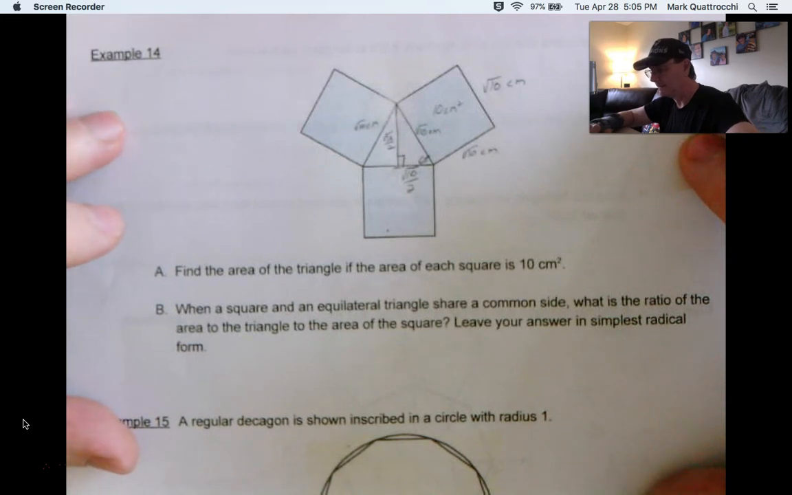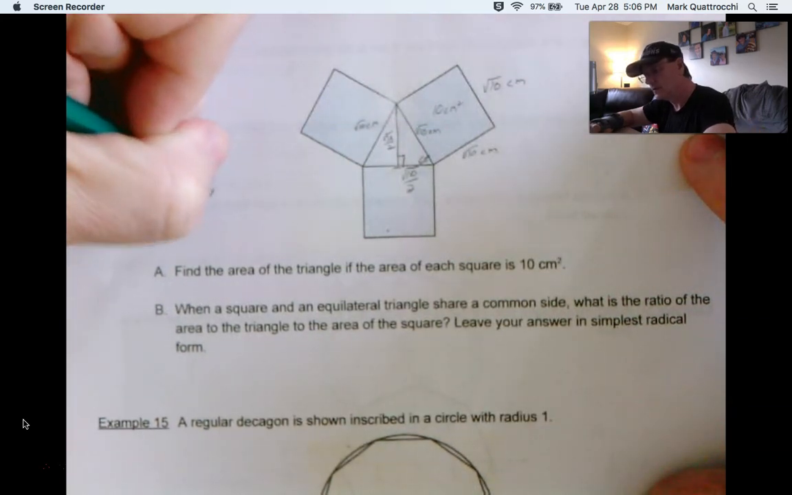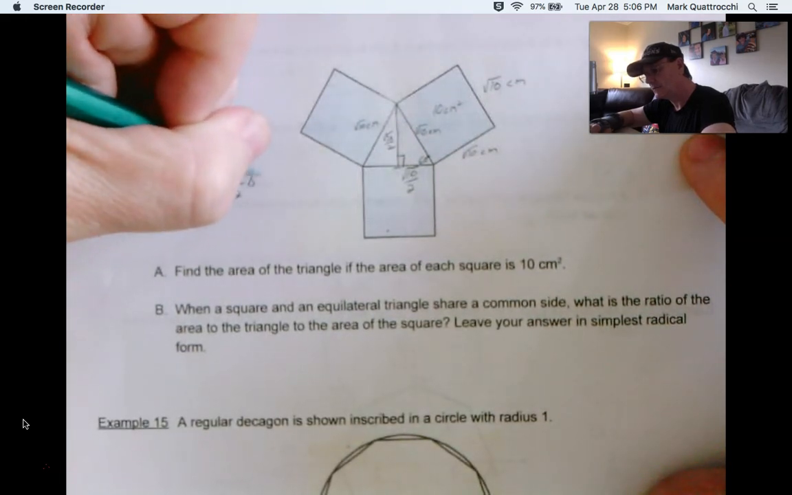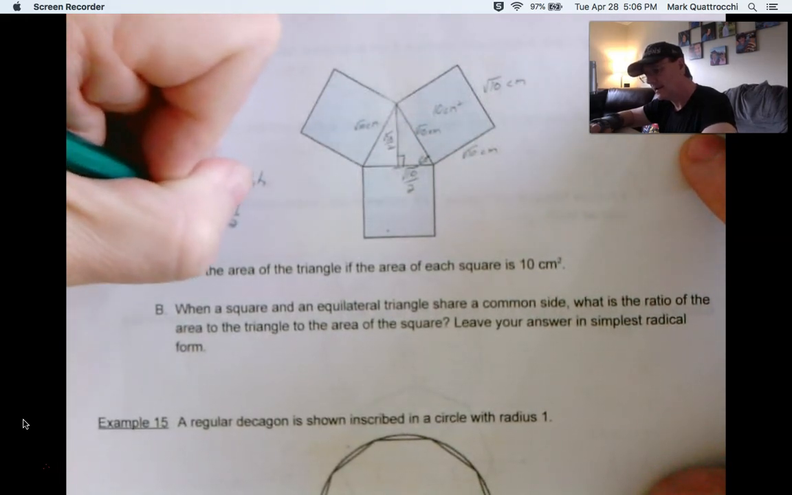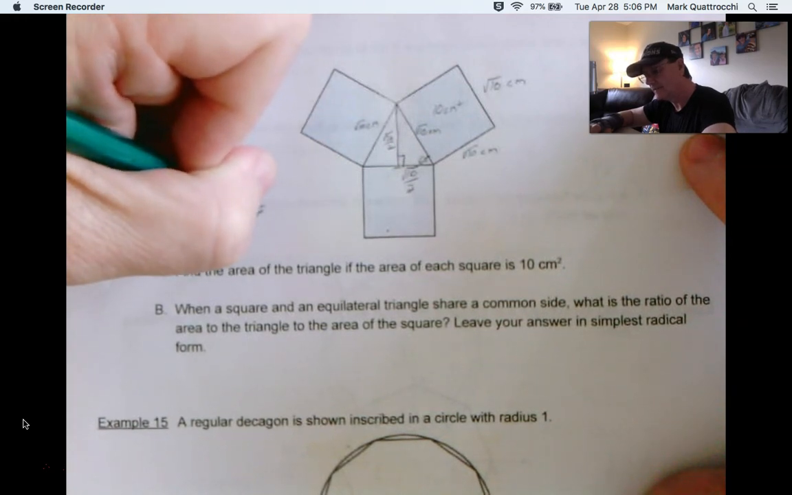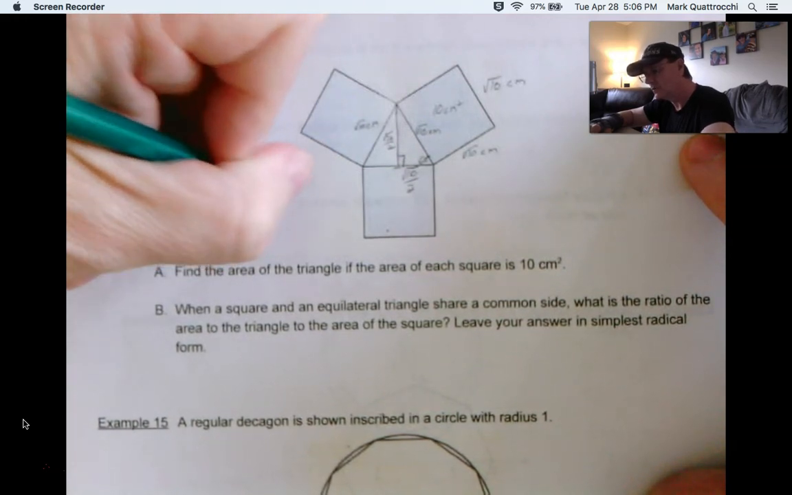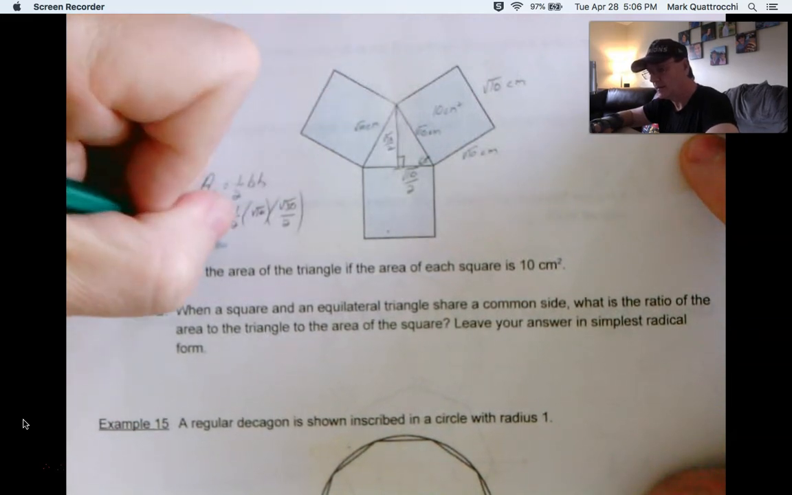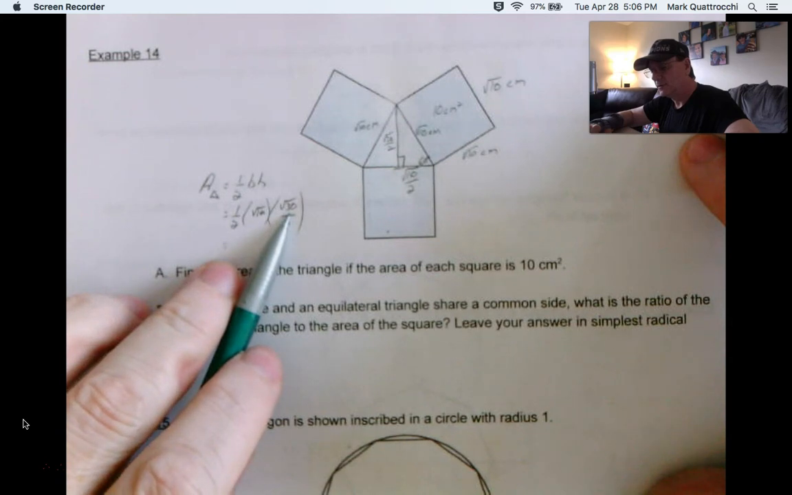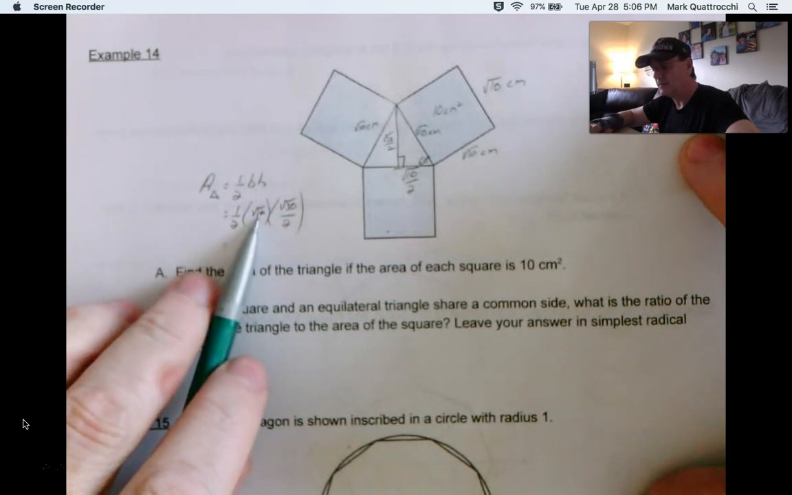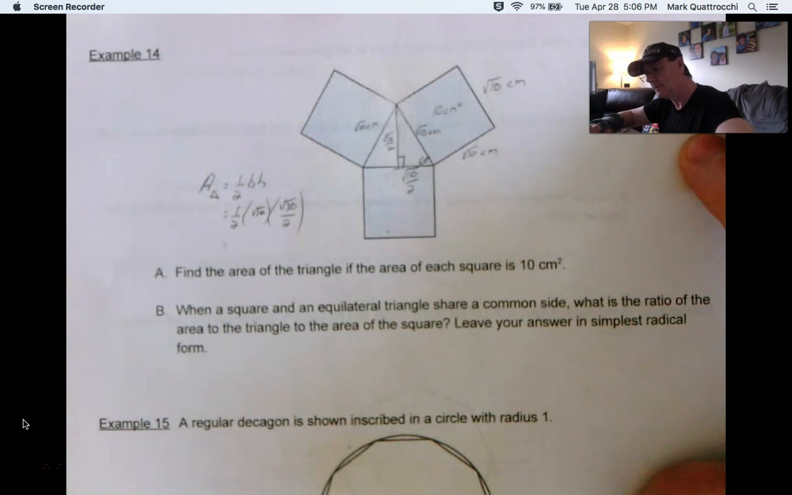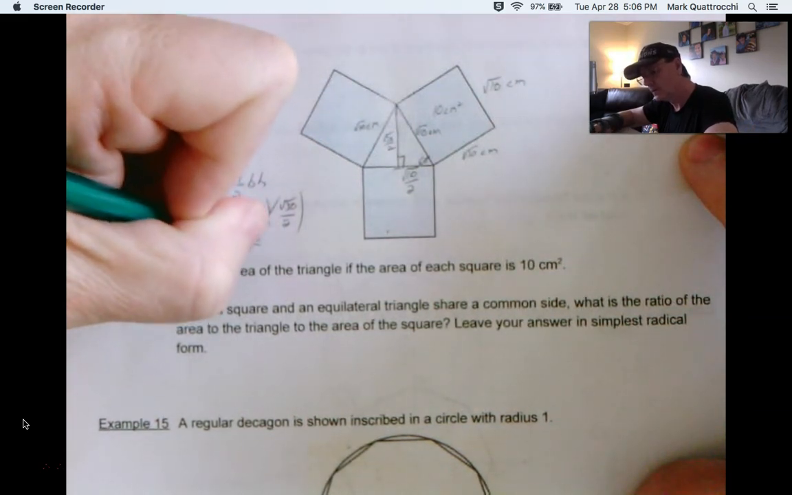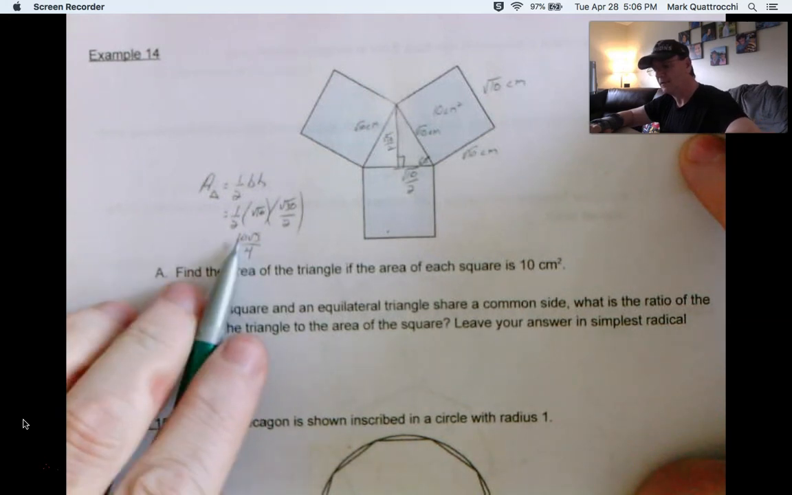So the area of the triangle is 1/2 base times height. 1/2 base is square root 10. Height is square root 30 over 2. Square root 10 times square root of 30 is going to get me 10 square root of 3 over 4. Which gets me 5 square root 3 over 2.